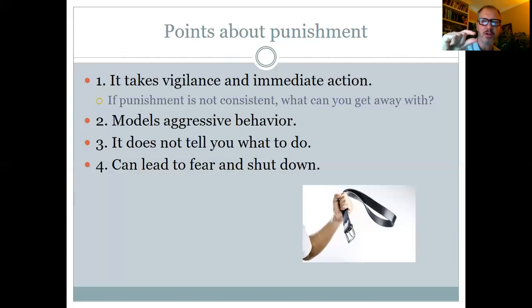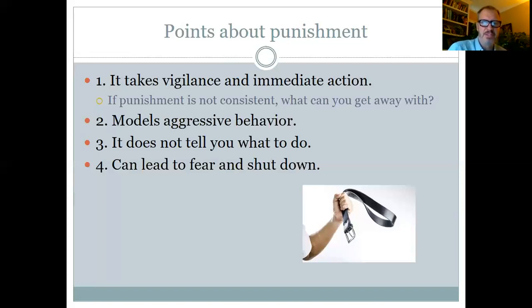And even the dog learned, I can get away with this behavior if I do it like that. So for punishment to work, it's just got to be consistent. It's got to be every time. Also, punishment just models aggressive behavior. You're basically saying, when you have problems, be aggressive. And it doesn't tell the learner, whether it's a dog or whether it's a kid, what they're supposed to do.